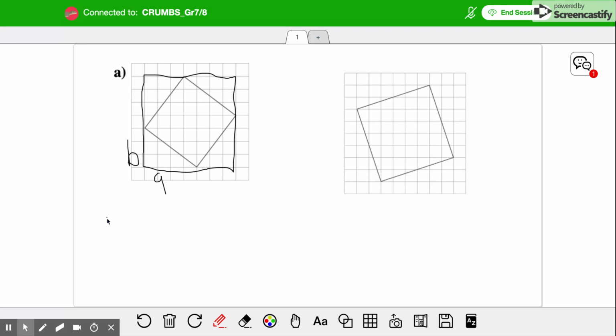What is the question? What are you trying to find? I just want to clarify. We're trying to find the area for this square. Okay. So should I keep on going?